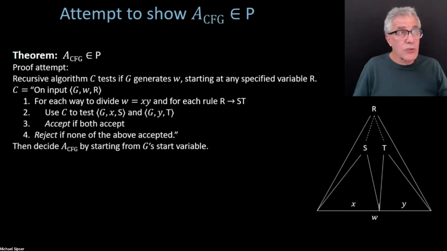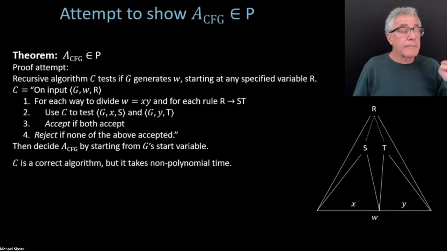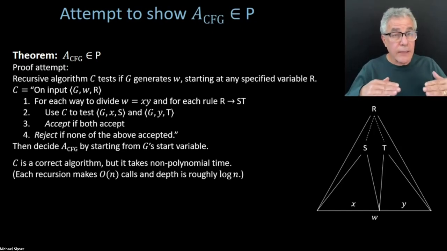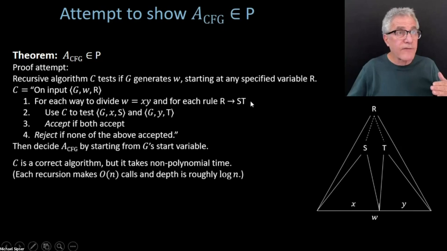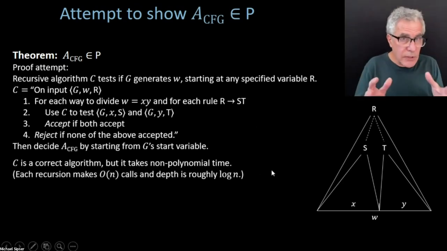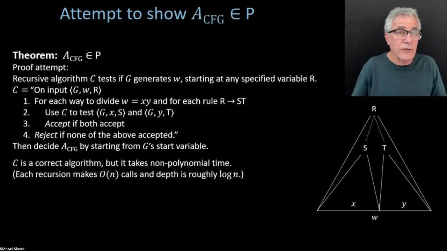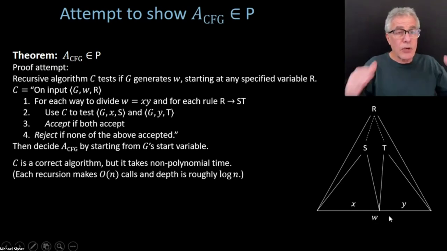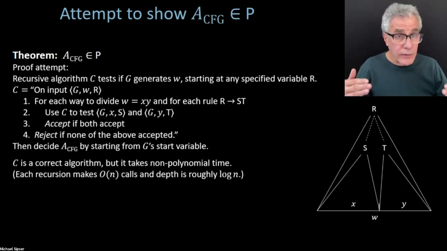So this algorithm works and it can be used to solve ACFG, but the question is, is it polynomial? And it's not. Because every time you're doing the recursion, you're essentially adding another factor of n. As we pointed out, this is a factor of n, but that's happening at every recursive level. I'm doing a very crude analysis here, but roughly speaking, W gets divided in half each time, so there's going to be log n levels. That means you're multiplying n by itself log n times, which gives you an n to the log n algorithm.